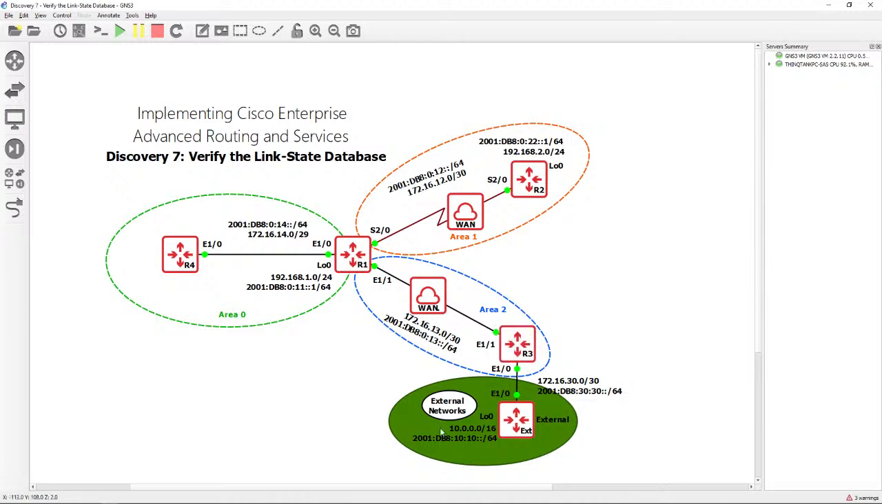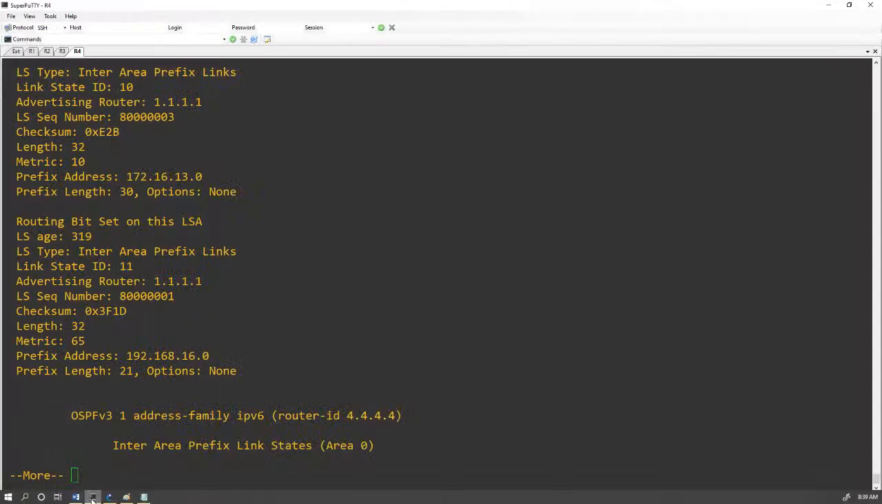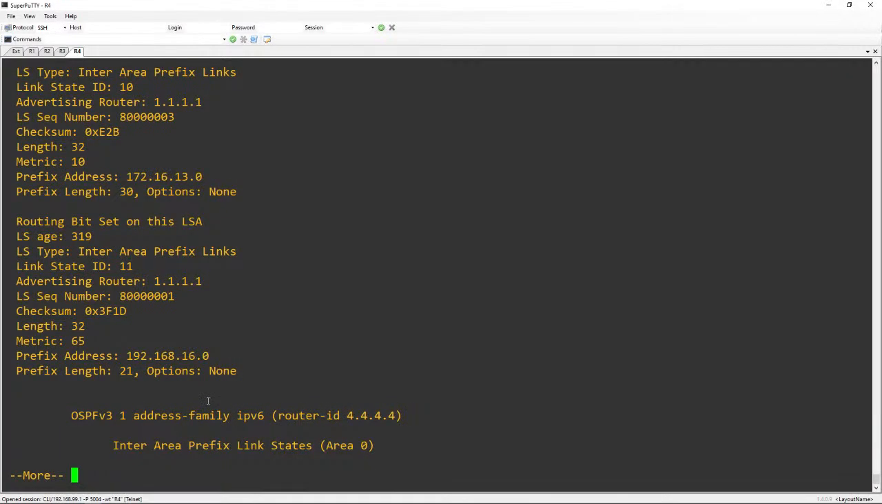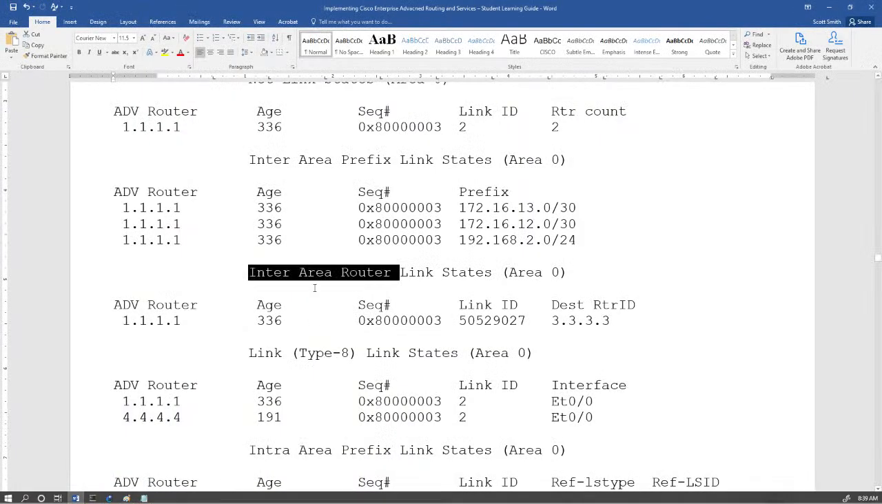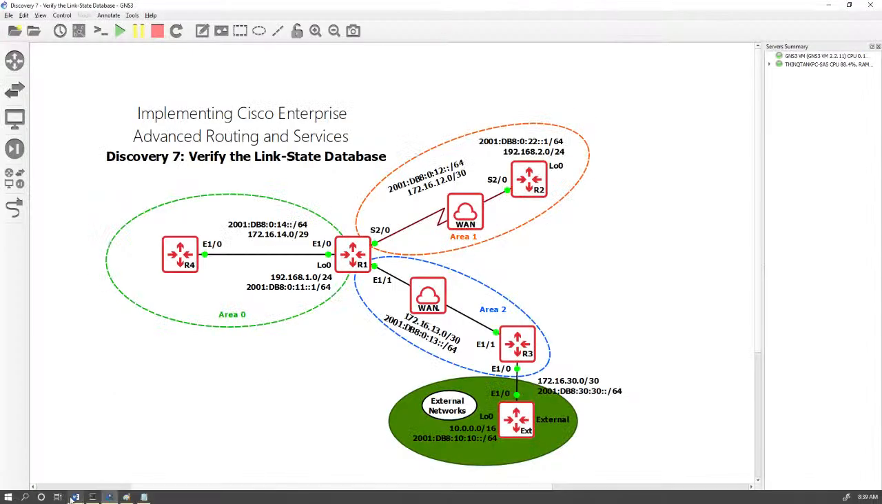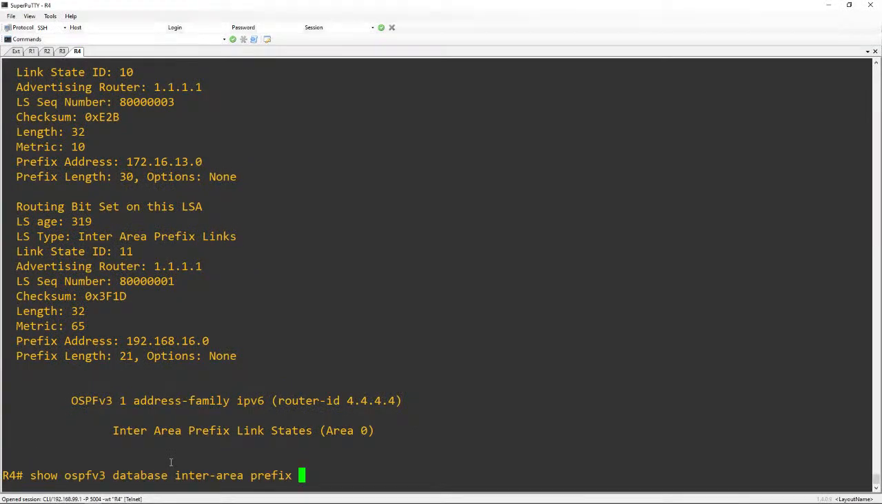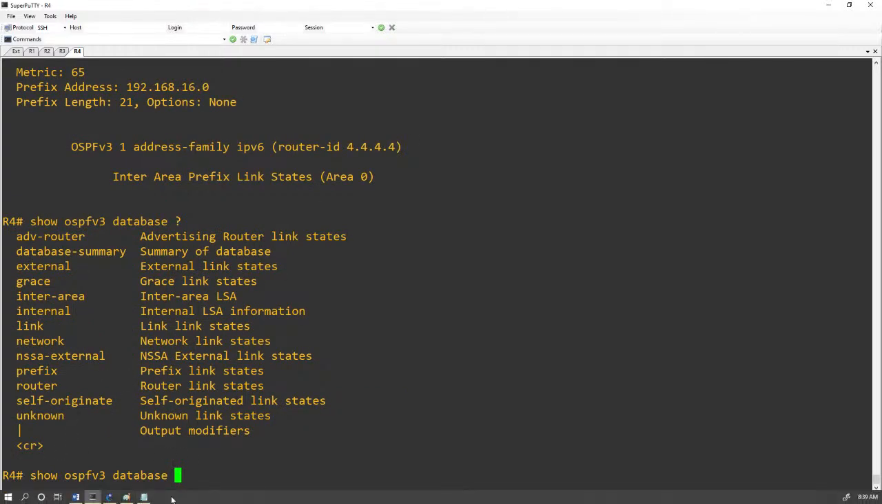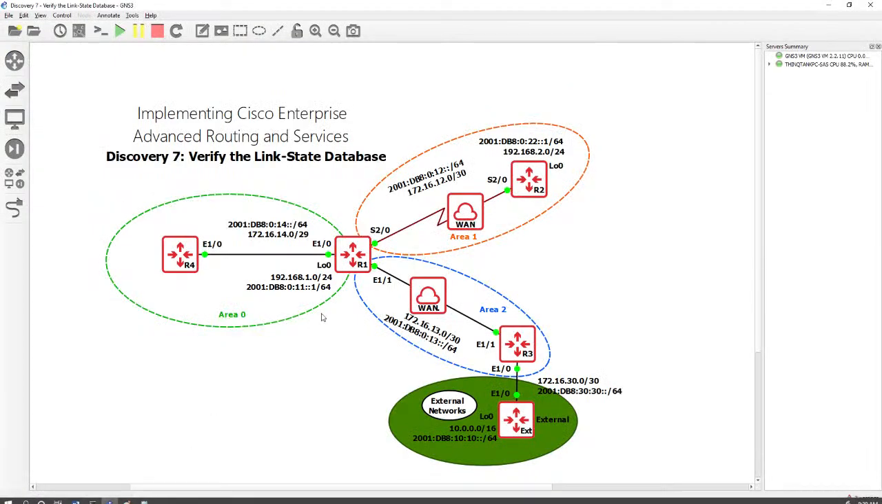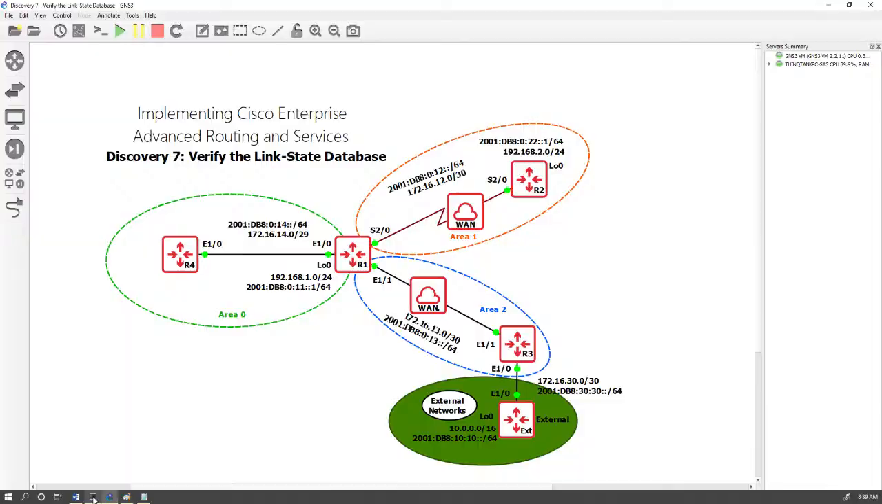Type 5 LSAs represent the external networks. So if I come in here now and I say, okay, show me these inter-area LSAs. So again, I'll come here, show IP OSPF, show OSPFv3 database, and question mark, inter-area prefix LSAs. So again, we're looking for the LSA that describes this ASBR.